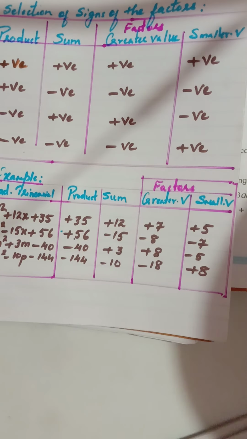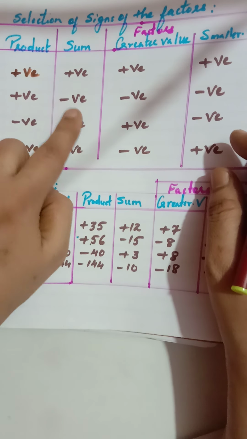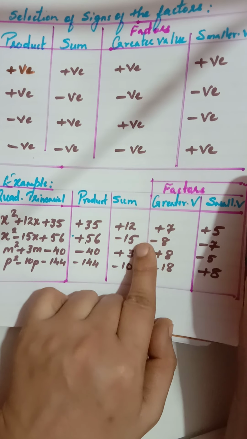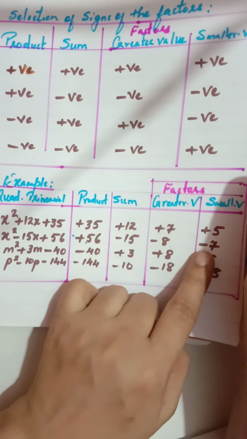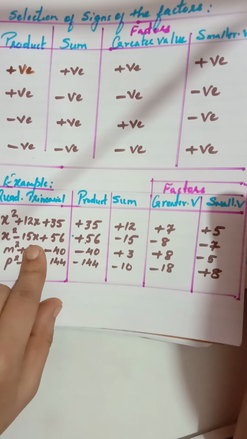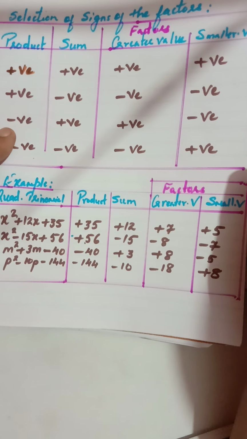So children, here the second rule you have understood. When your product is positive and sum is negative, then both the values you are going to take negative. That is minus 8 minus 7. Minus 8 minus 7 becomes minus 15. That is the required middle term. Yes or no children?